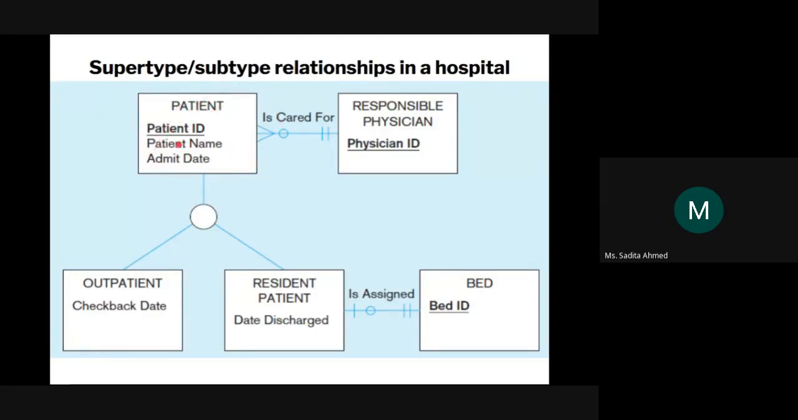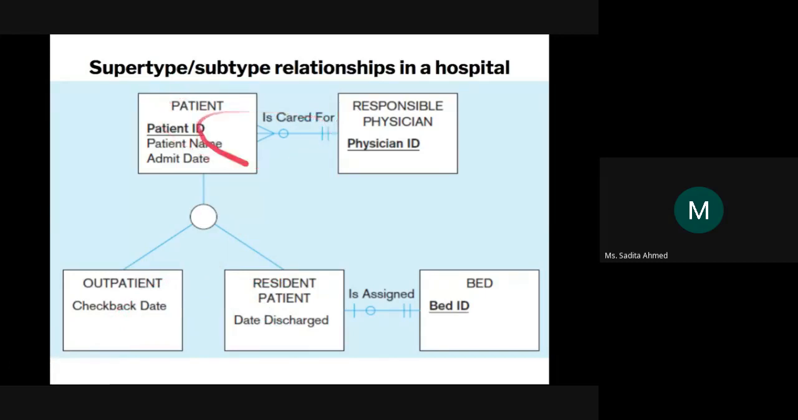So this is another scenario where some of the patient instances will have a check back date, but those instances will not have a date discharged and bed ID. And some of the other instances will have date discharged and bed ID, but they will not have a check back date. However, all instances of patient will have these three attributes in common and will have a specific physician assigned to them. So what do we do here? Supertype, subtype. Common attributes we will put under the supertype, unique attributes we will put under the subtype, as simple as that.